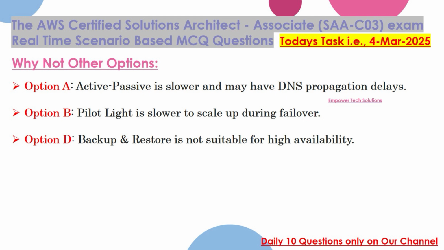Option A, active-passive is slower and may have DNS propagation delays. Option B, Pilot Lite is slower to scale up during failover. Option D, backup and restore is not suitable for high availability.